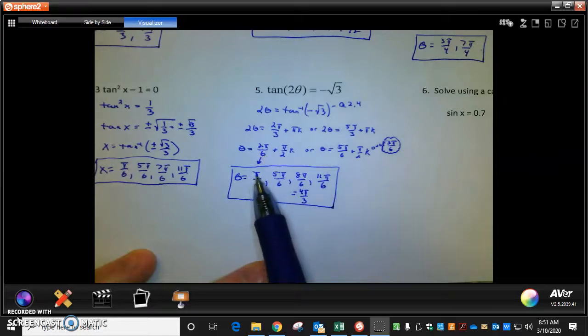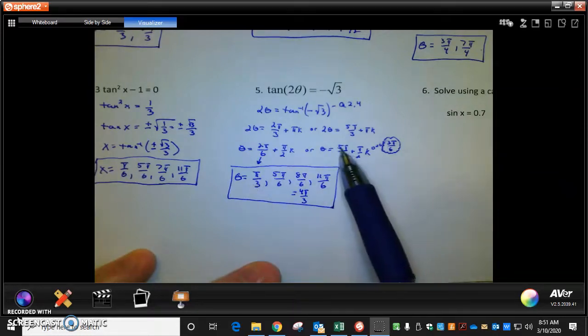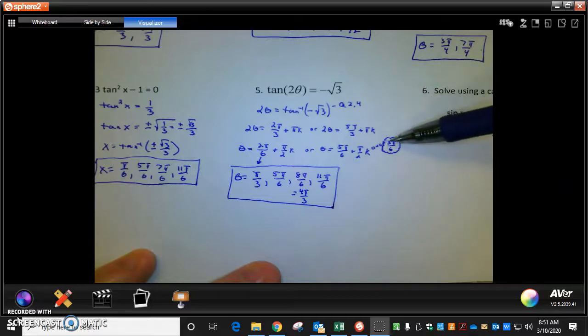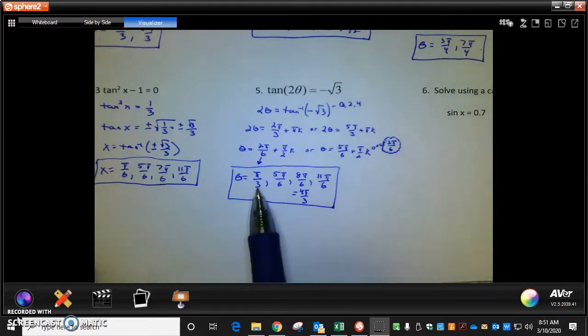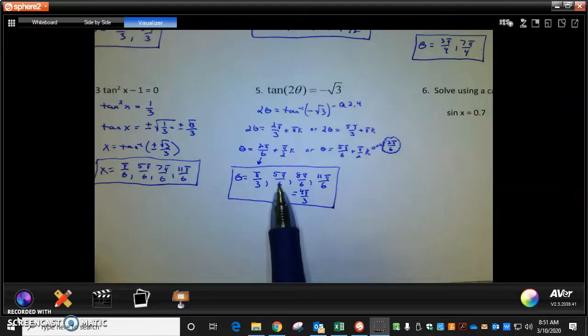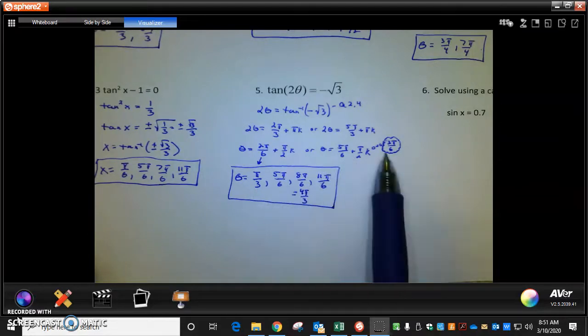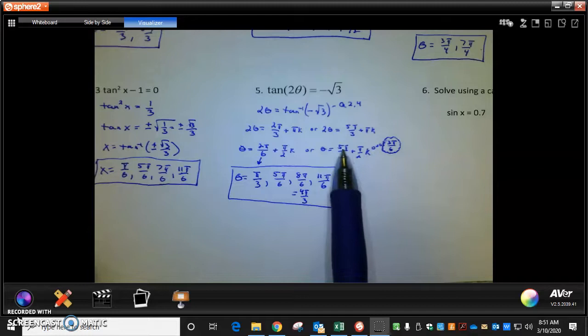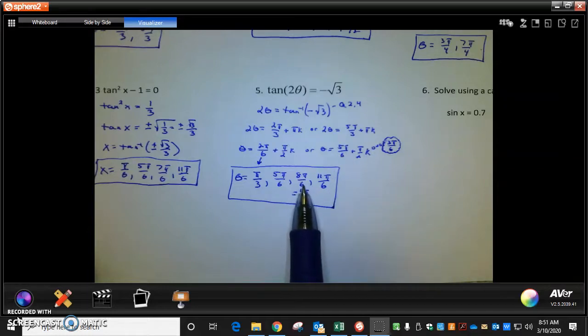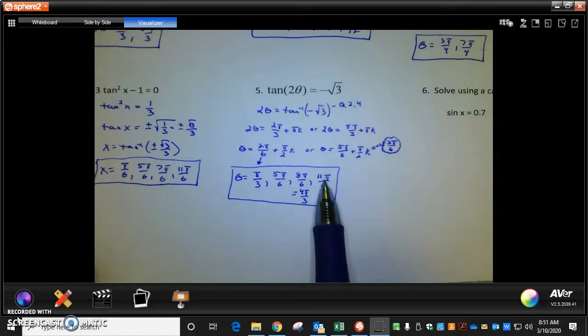2 pi over 6, which is actually pi over 3 if you reduce it, and then 5 pi over 6. But then we also have to check and see if adding that little extra addition is going to generate any other solutions that are between 0 and 2 pi. So pi over 3, there's 5 pi over 6, that one. If I add, think of pi over 2 as 3/6. So I added 3/6 to 5/6 and got 8/6, which is still less than 2. That actually equals 4 pi over 3. And then I added 3/6 again and got 11/6, and that's still less than 2. So those are 4 solutions to this problem.